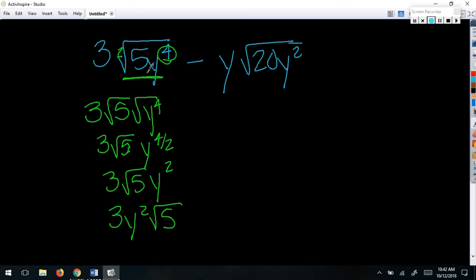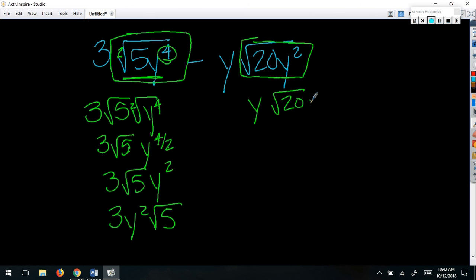Now all I've done is simplified this portion, okay? I split it up just like I did before. This was an imaginary 2 outside. So then I just made a fraction, 4 divided by 2, to change the form, okay? Let's do the same thing with this one and let's see what happens. I'm going to just look at this radical part. I've got y times the square root of 20 times the square root of y squared, okay?